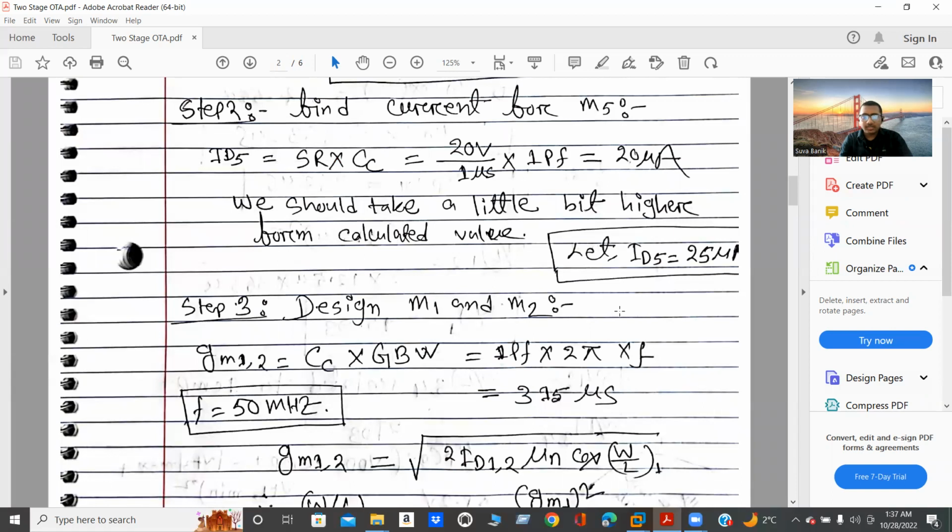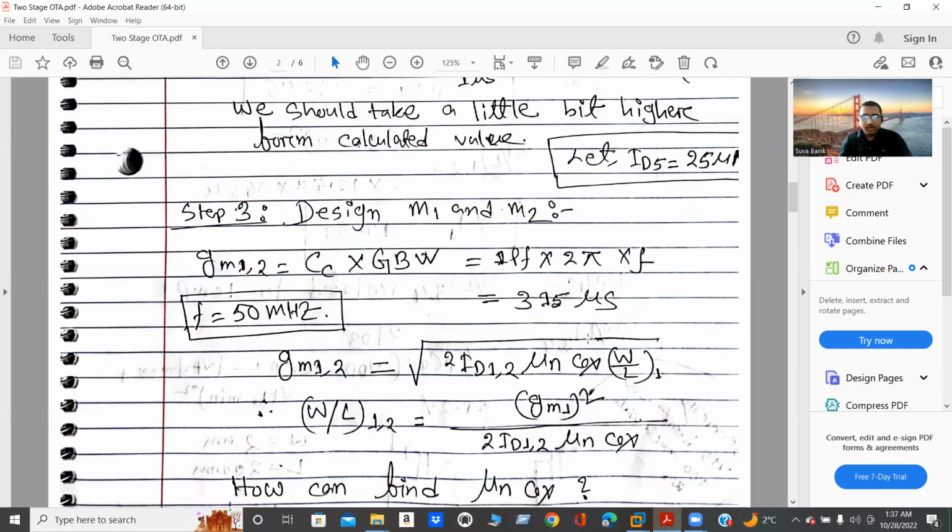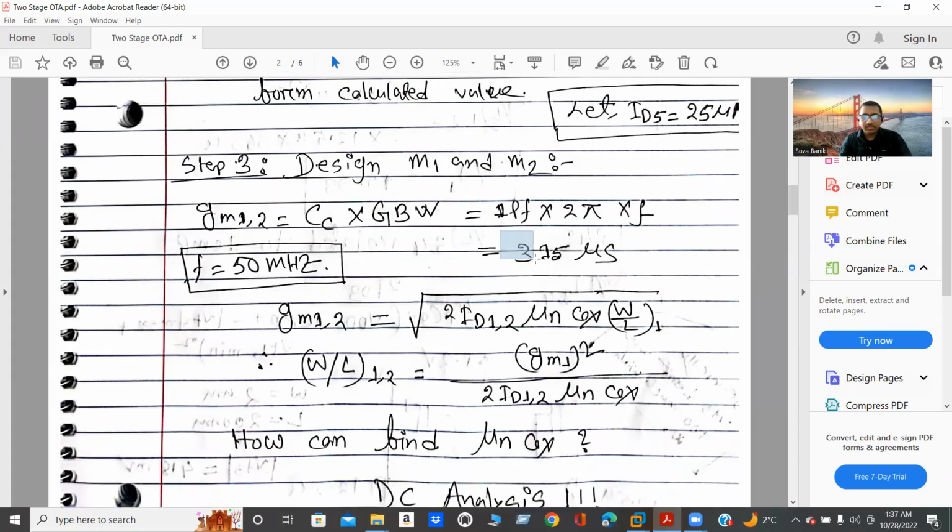Now, I should design the aspect ratio of my M1 and M2 transistors. These M1 and M2 transistors are nothing but my input stage. They are related to the gain bandwidth of my two-stage OTA. This is the formula to determine gm1 and gm2, meaning the transconductance of my input stage. Here I found my transconductance is 315 microsiemens.